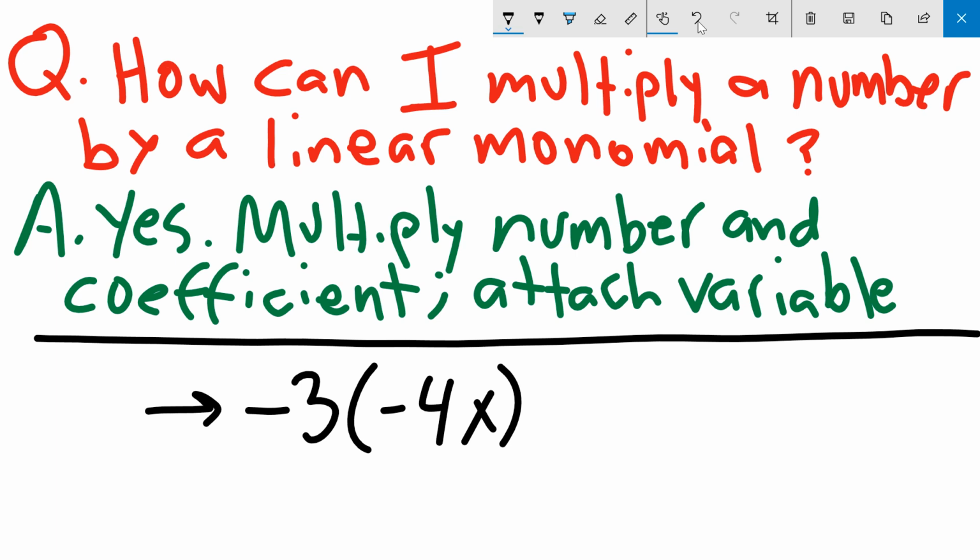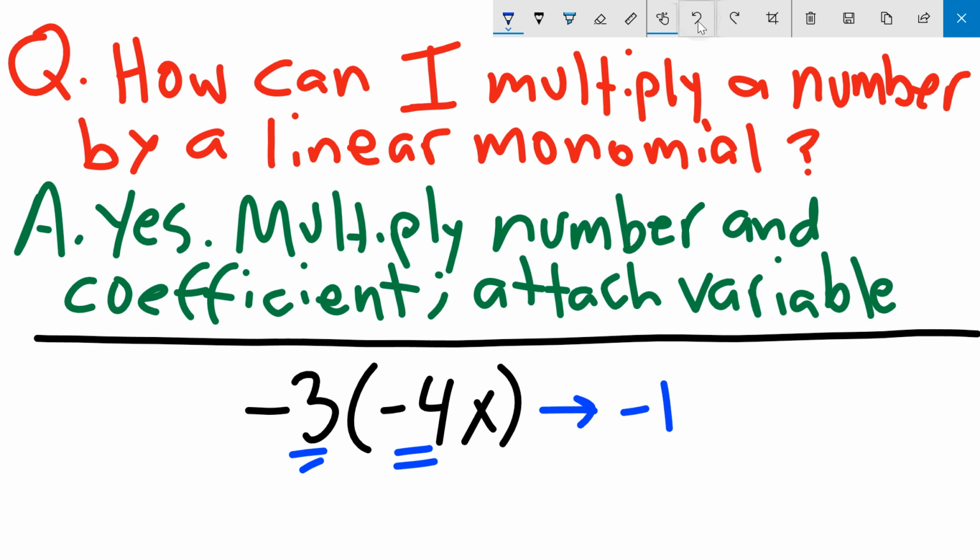And we do so the same way we did before. First of all, is this a linear monomial? Yes. Are we multiplying that linear monomial times a number? Yes. I don't see any addition or subtraction. This is all multiplication, just pure multiply. So let's do it. Multiply, going to blue this time. We're going to take negative 3 times negative 4. That's going to give us negative 12. Tack on the variable. There it is. Ta-da. Super easy.